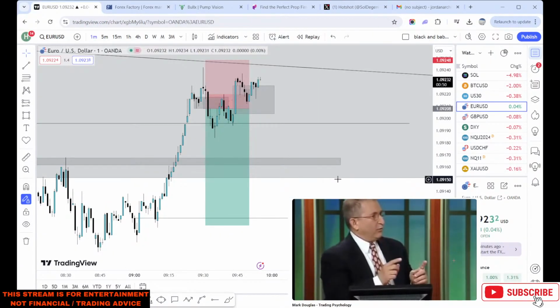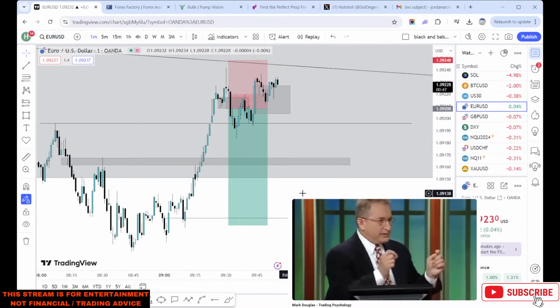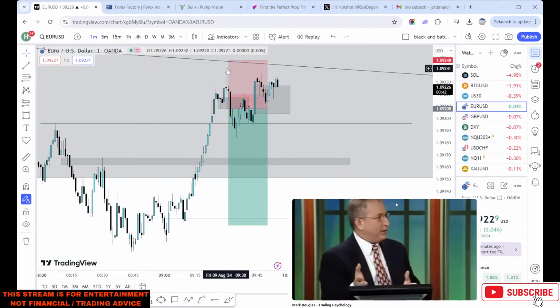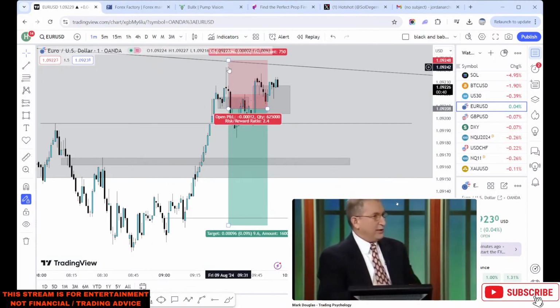And overall, if we want to be consistent, the principle that we need to keep in mind is that to be consistent, we have to cut our losses. We have to let our profits run. Technically, we have to make more on our winning trades than what we lose on our losing trades.